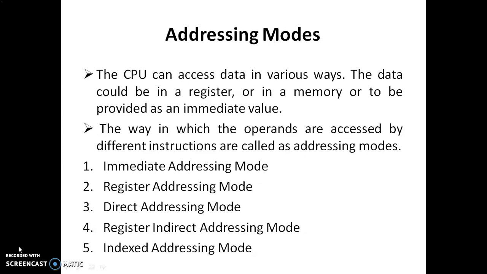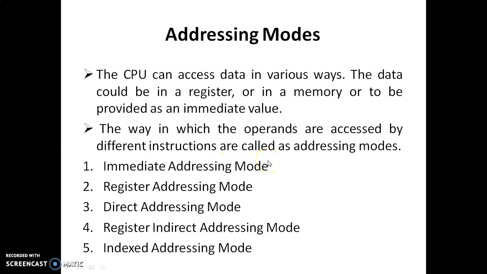Coming to the ROM, in total we have 4 KB of ROM whose address locations will be from 0000H to 0FFFH. There are various methods for denoting the data operands in the instruction, so the CPU can access the data in various ways. The data could be from registers, or from memory, or it can be provided as an immediate value. The way in which the operands are accessed by different instructions is called addressing modes.